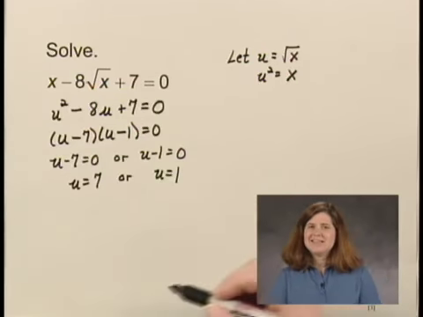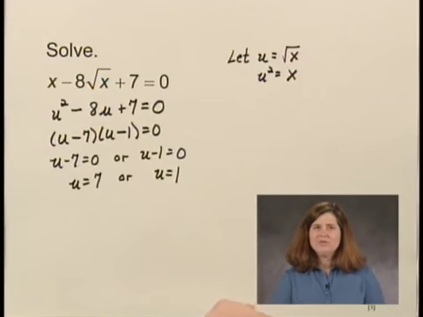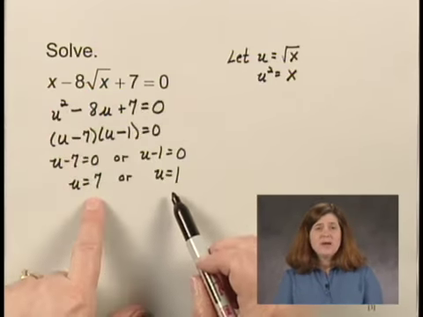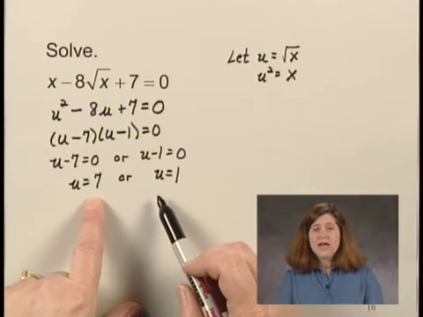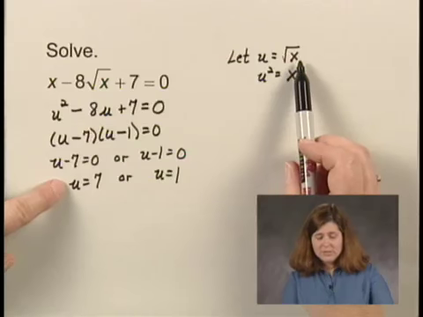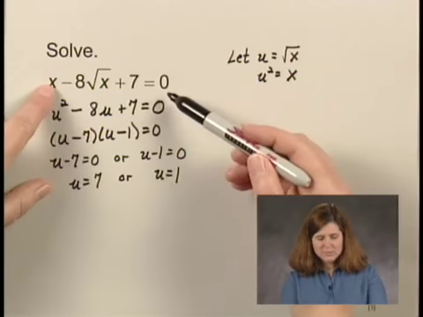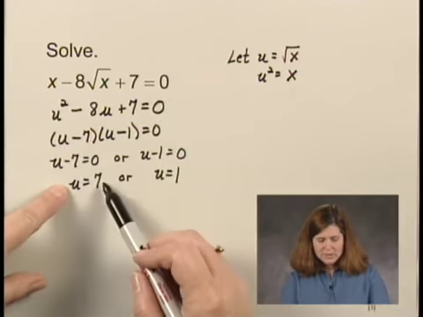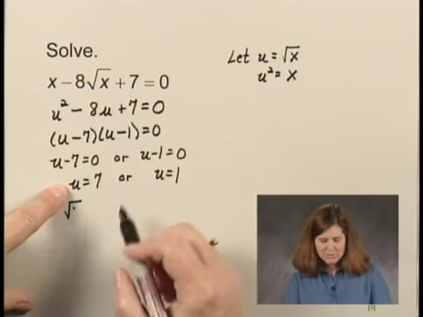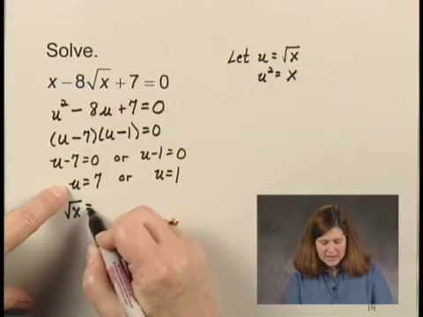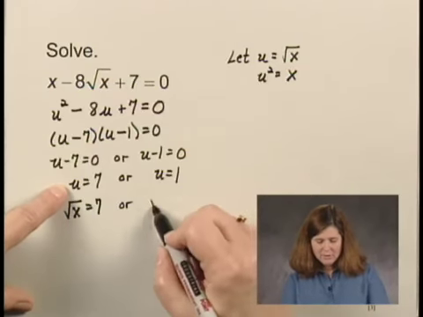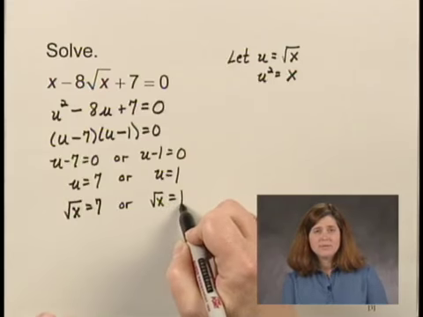This is a very slick technique for solving equations, but don't forget we weren't looking for u, we were looking for x. So once you've found this, you have to now solve for x. We do that by substituting back, in the reverse direction of the substitution we did here. If u is 7, then the square root of x has to be 7. If u is 1, then the square root of x has to be 1.